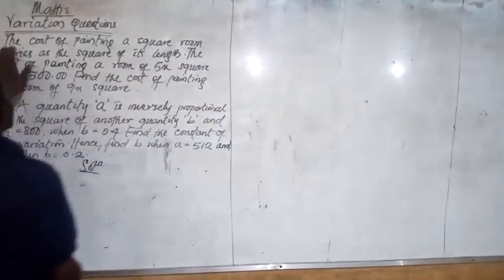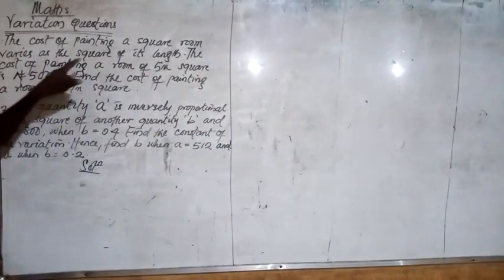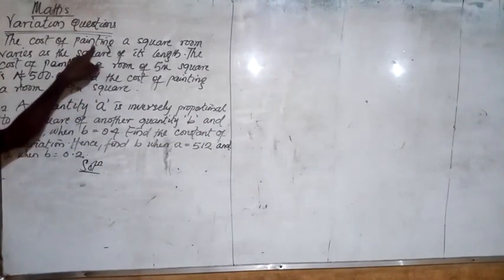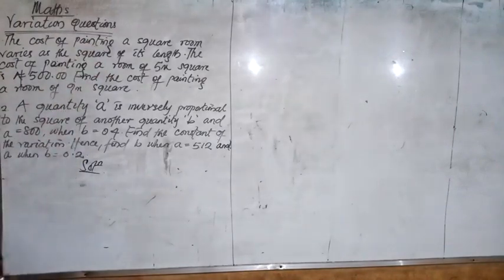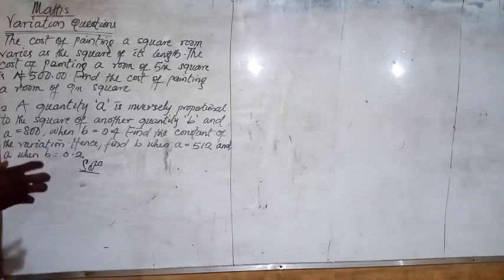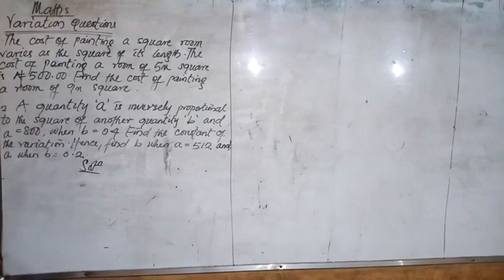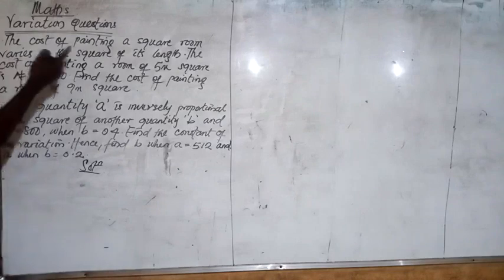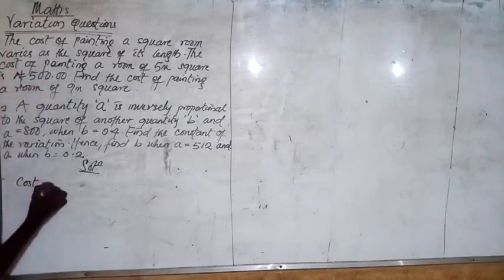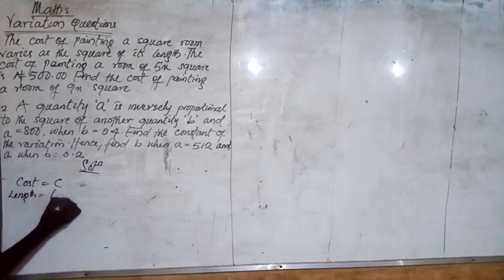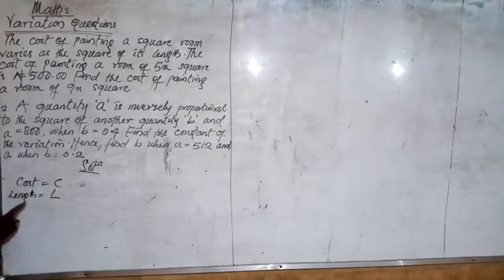The first question says, the cost of painting a square room varies as the square of its length. Now, seeing this beginning, you already know that this is a direct variation, and as we talked about, we said that you should use the heuristic method. That is, analyze your parameters one by one, step by step as you're given. So it says cost, so our cost will be represented by C. Now this is not necessary, but you could write that just in case, so that your examiner will not be lost. So we have C and L for cost and length.